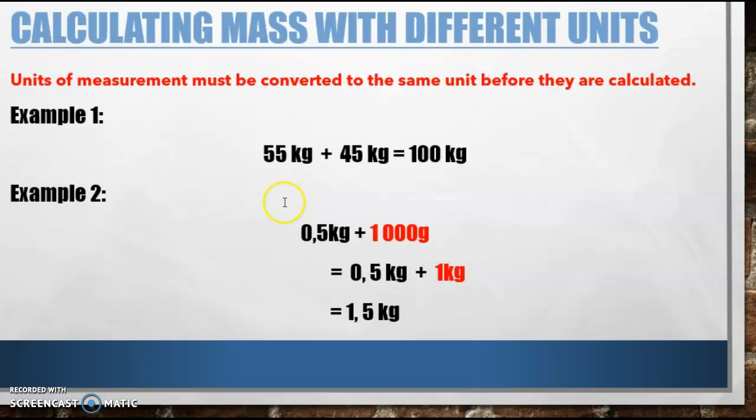Now, example 2, there is a problem. 0,5 kilograms plus 1,000 grams. Different units of measurement cannot be added, so we need to change kilograms into grams or grams into kilograms. Let's change grams into kilograms because adding will be easier. In 1,000 grams, there is 1 kilogram. So our next line will be 0,5 kilograms plus 1 kilogram. Our unit of measurement is now the same. All we have to do now is simply add. 0,5 plus 1 is 1,5 kilograms.